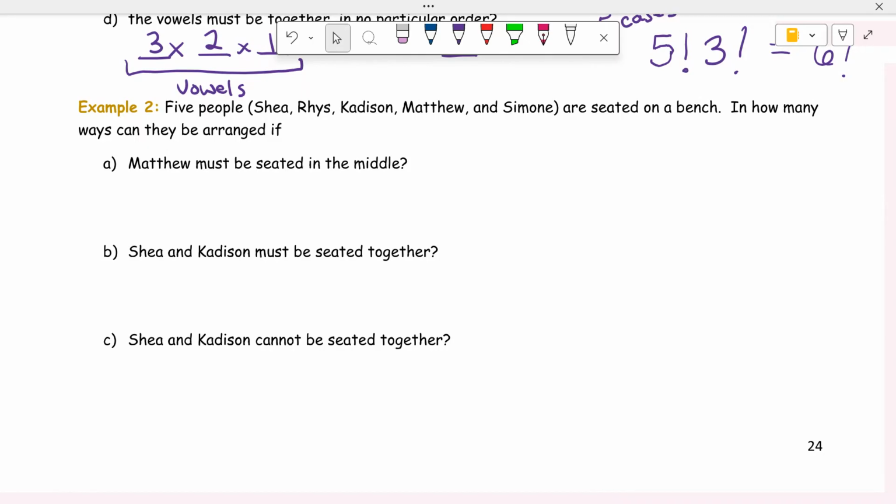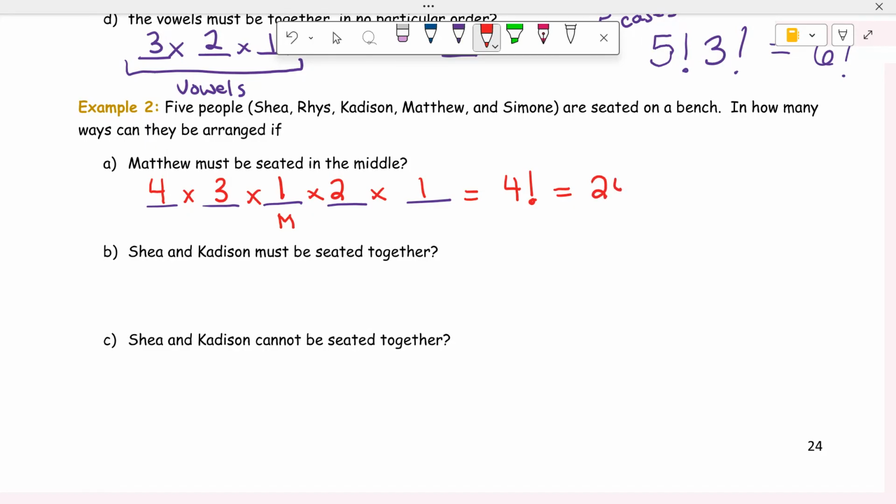So we've sort of done this before. So how many people do we have? 5. So 1, 2, 3, 4, 5. So Matthew must be in the middle. So then we only have 1 choice for the middle. So we deal with that first. And then the rest don't matter. So 4 times 3 times 2 times 1, which would be the same as 4 factorial. Which is 24.